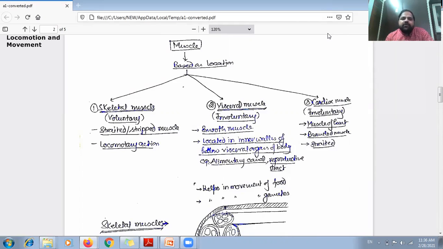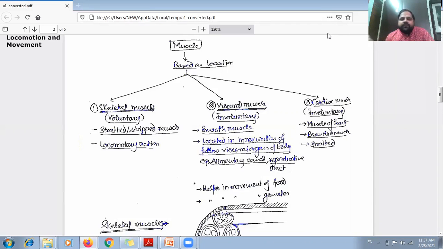These are also called striated or striped muscles, and they help in our locomotion. Means our body's locomotion is regulated by skeletal muscles, and by the action of these skeletal muscles, our skeletal system moves and locomotion takes place.